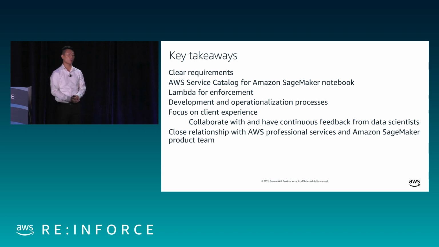So here are a couple of key takeaways from our project. When you start out the project, you need to have clear requirements from the business, from the user experience, and also the security requirements. What we found is that the AWS Service Catalog can provide a very good self-service capability. We actually use that for the SageMaker Notebook, but we also use it for EMR, and our long-term direction is self-service enablement for a lot of our infrastructure.